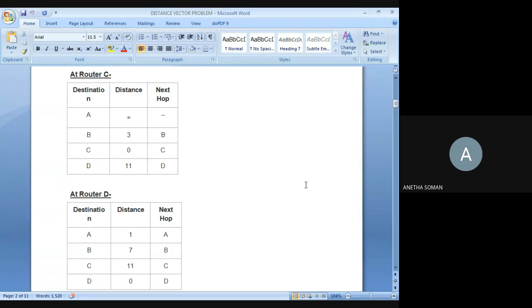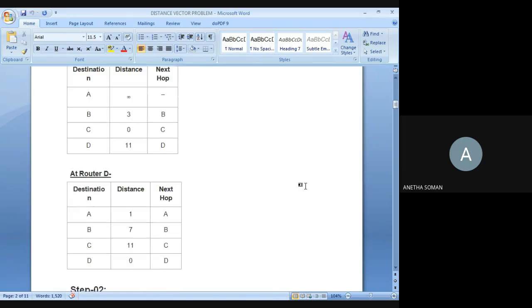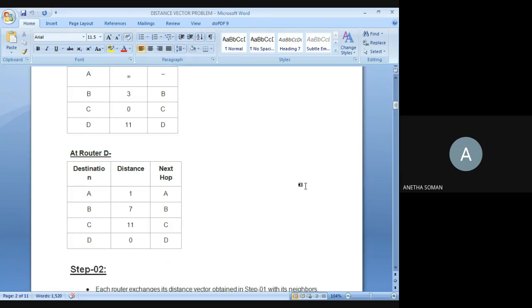Now what is the next step? Write it down. Step 2: exchanging the distance vectors obtained in step 1 with its neighbors.